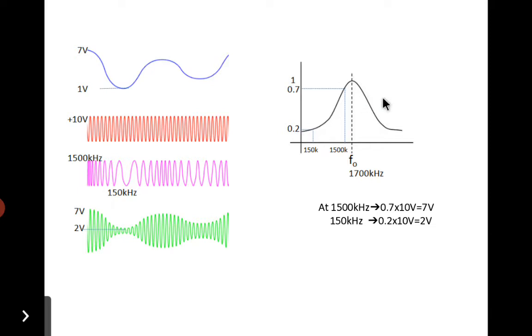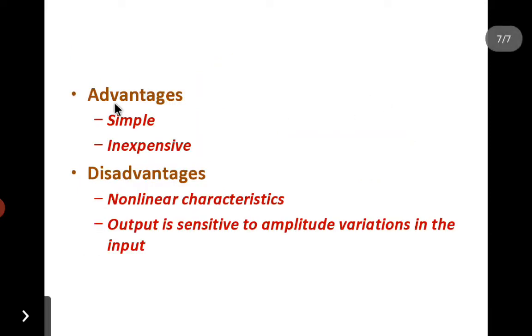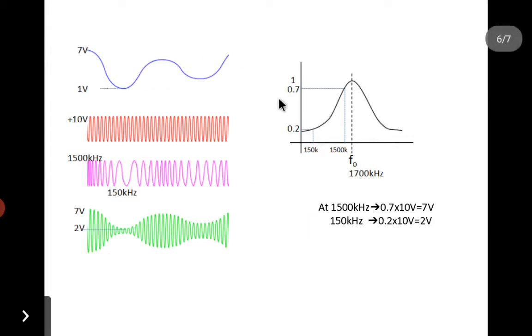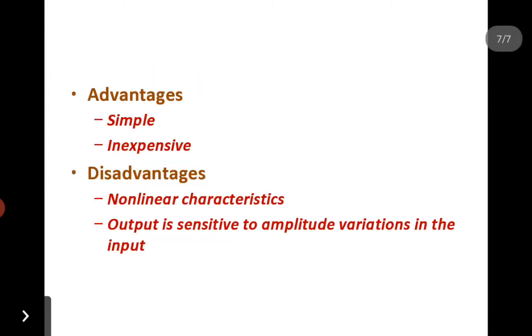Now let us see the advantages and disadvantages. A simple slope detector circuit is simple and inexpensive, and the main disadvantage is that it shows a non-linear characteristic. That is, the circuit shows linearity only over a limited range of input frequency. See, in the response only this portion is linear, and here the circuit output will be non-linear. So the circuit shows linearity only over a limited range of the input frequency.